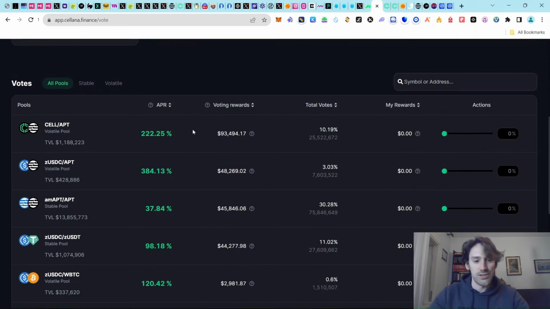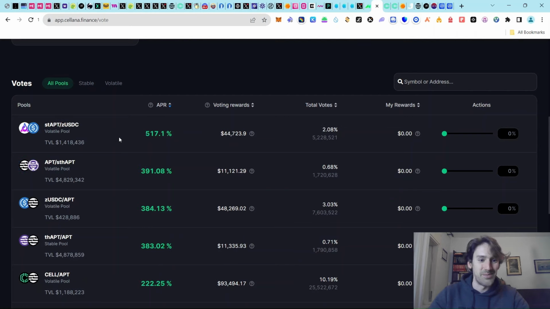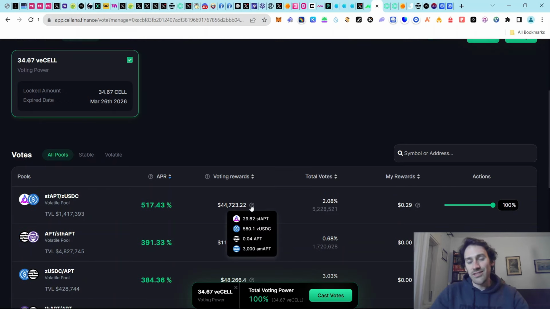So for example, let's of course go for the 500% APR one. One thing you must not ignore is this voting rewards part. You must know where the voting rewards are coming from. In our case, we have over 3,000 Amnis Aptos that are incentivizing this staked Amnis Aptos and USDC pool. But if this was like a random meme coin, then you might want to stay away.